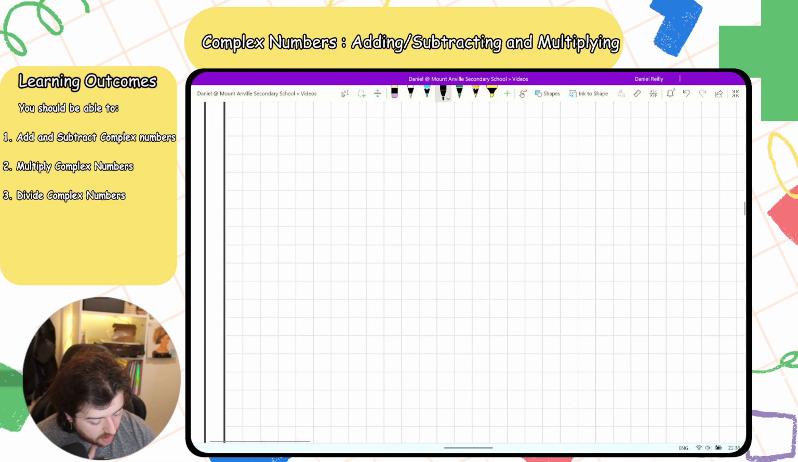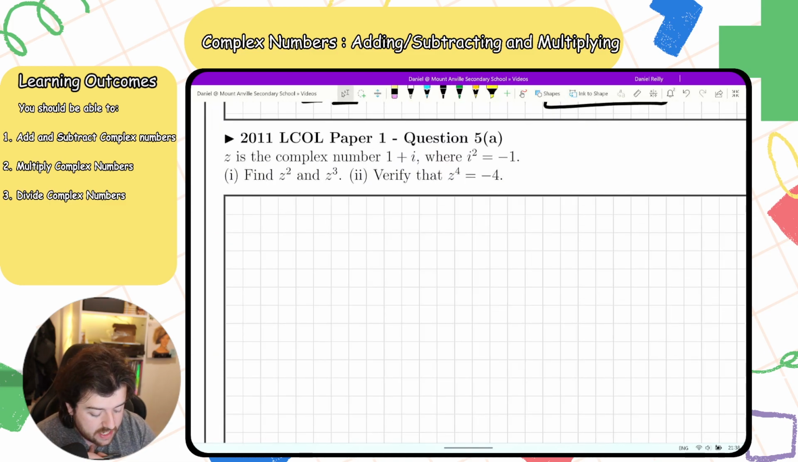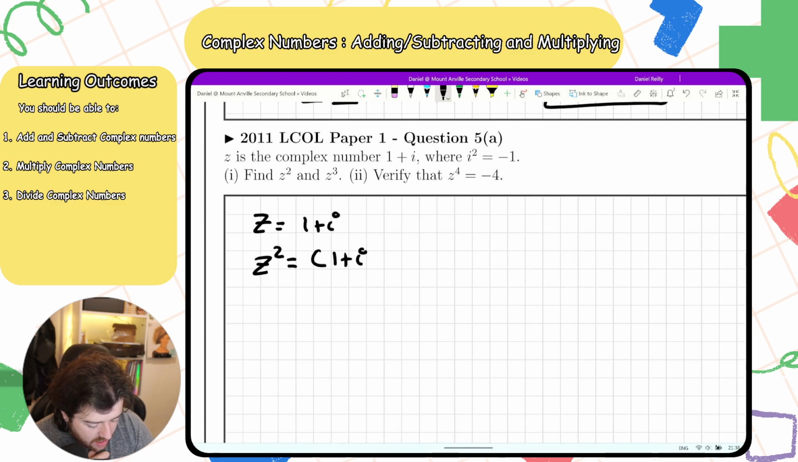Let's look at the final question here now. So 2011, the Leaving Cert Ordinary Level, this is from paper 1, question 4a. So z is a complex number 1 plus i, where i squared is equal to minus 1. So find z squared and z cubed. So z is equal to 1 plus i. Let's find z squared. Well, that will be 1 plus i times 1 plus i.